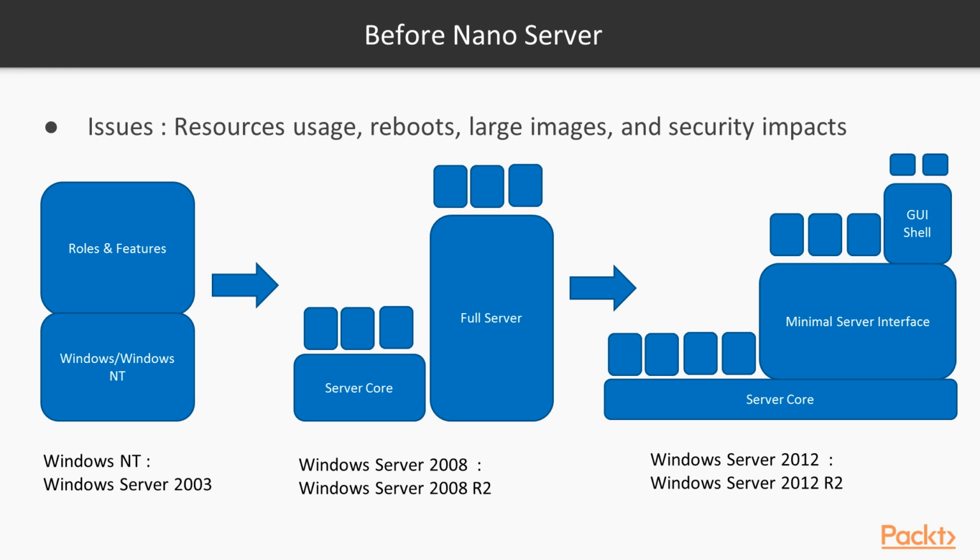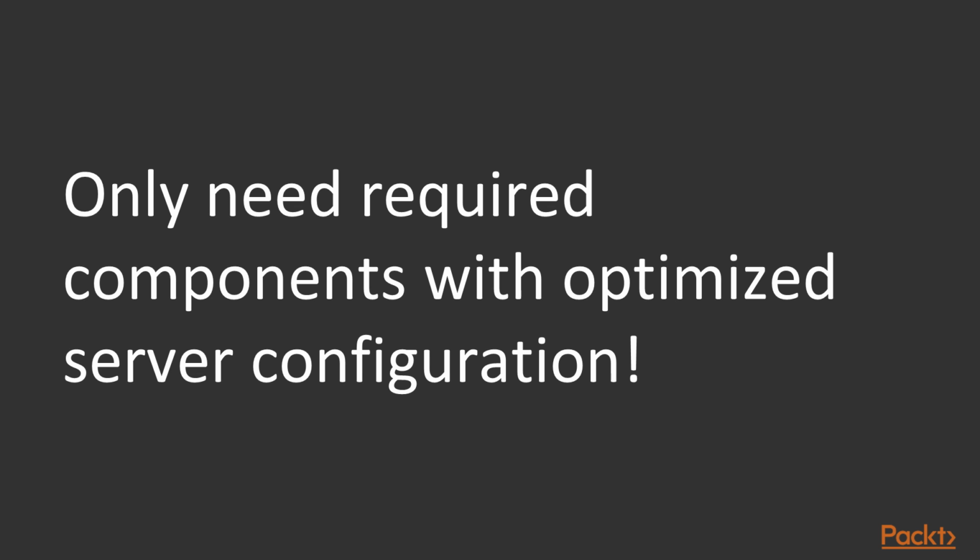We see in Windows Server NT to Windows Server 2003, there were roles and features. Then in Windows Server 2008 and Windows Server 2008 R2, there was a server core and full server option. Then in Windows Server 2012 and Windows Server 2012 R2, there was a server core option, a minimal server interface, and a GUI shell option. Only the required components are needed, with an optimized server configuration.